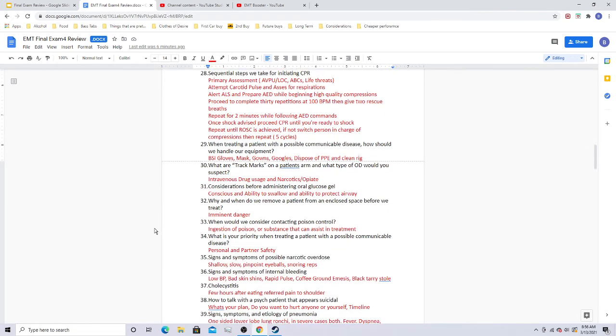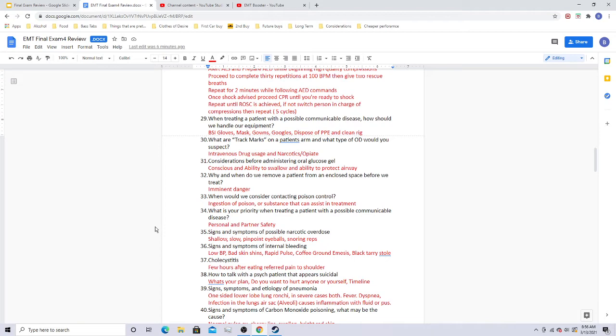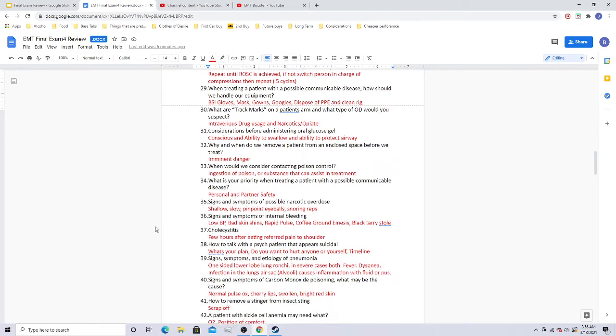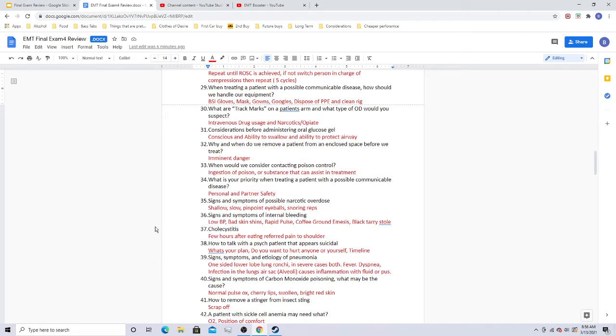Why and when do we remove a patient from an enclosed space before treatment? Imminent danger. So if someone is in a flaming vehicle. We were talking to the paramedics during the operations section, and they said that in their test, there will be a question that asks: you see a patient in a car that's on fire in the engine bay. Do you A, grab the patient, pull them out?